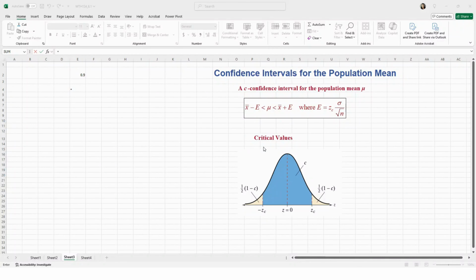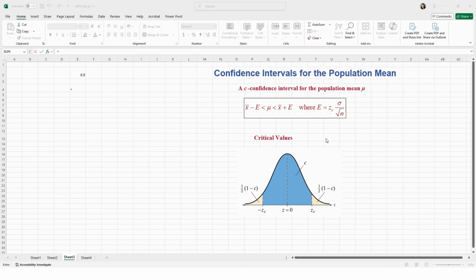Here is the formula we use when sigma is known to find the confidence interval. Let's break down the parts: x bar is the sample mean, c is the Z-score that matches your confidence level, sigma is the population standard deviation, and n is your sample size.